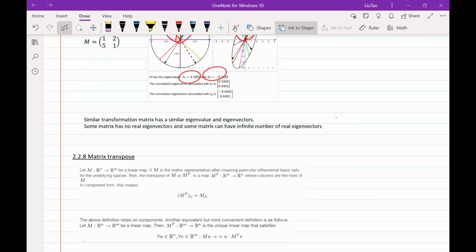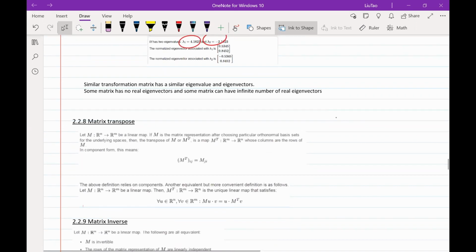So we can get the following two conclusions. Similar transformation matrices have similar eigenvalues and eigenvectors. Some matrices may have no real eigenvectors, and some matrices can have an infinite number of real eigenvectors.